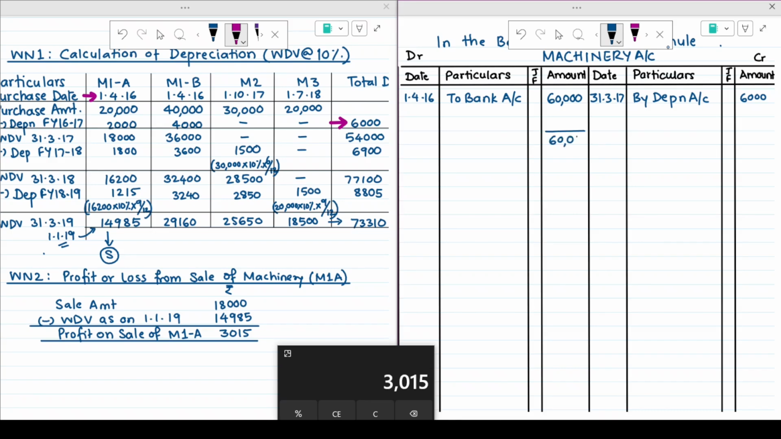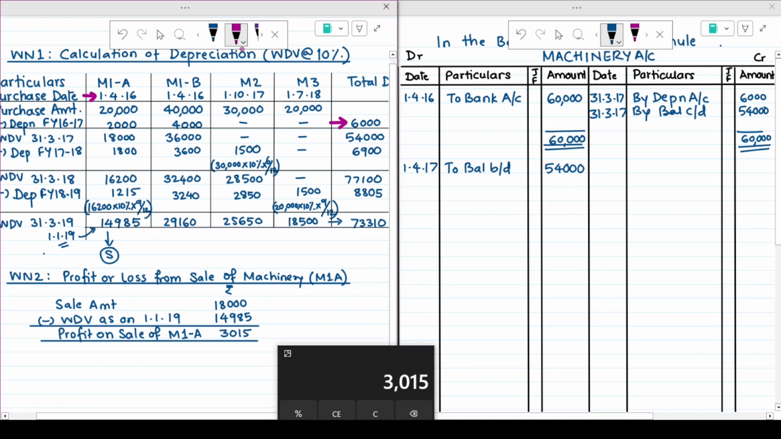60,000, 60,000. And the balancing figure will be 60,000 minus 6,000, that is 54,000. By balance close down. And on the next day, we will carry that amount forward in next year to balance brought down, 54,000. And this amount matches with our working, 54,000.